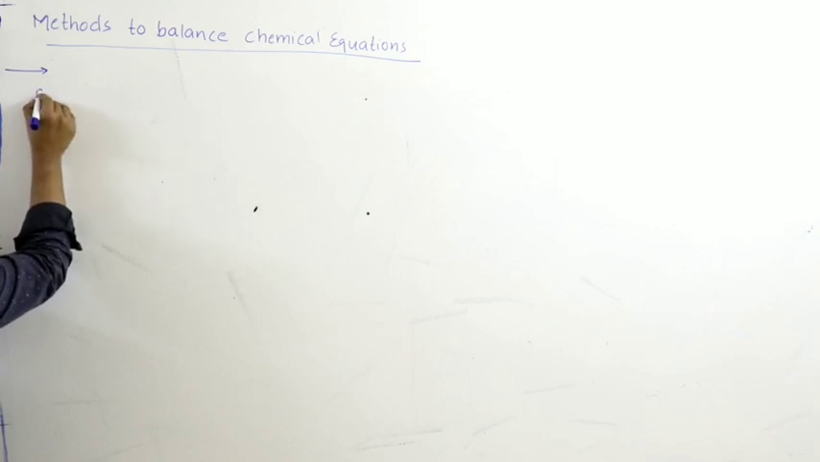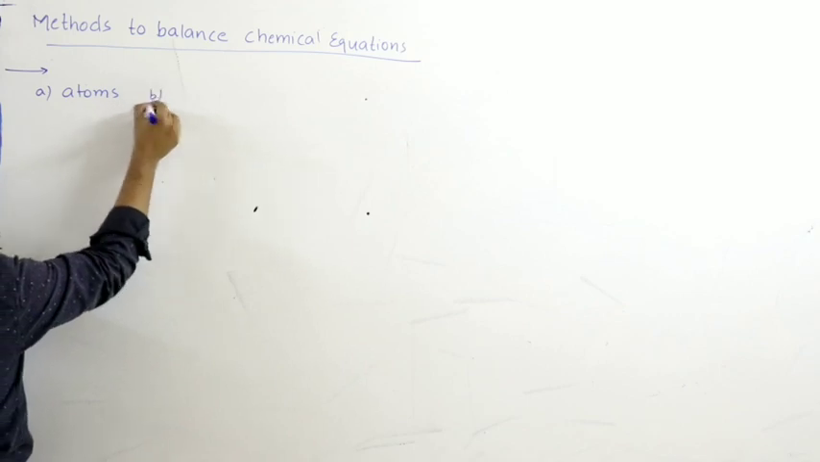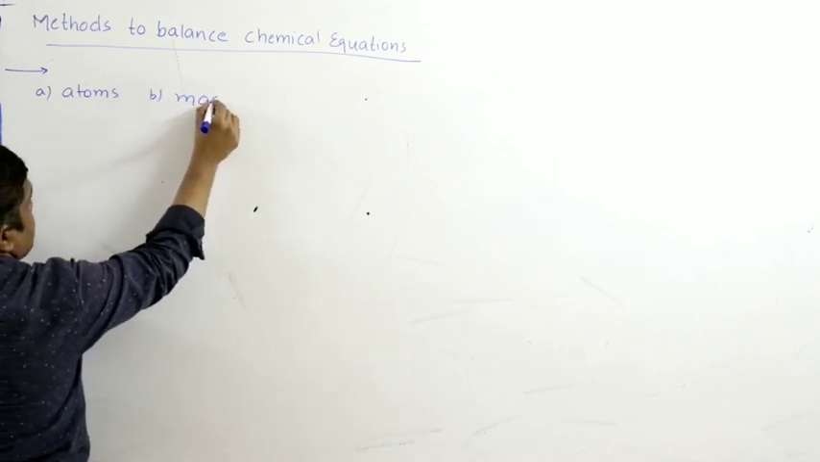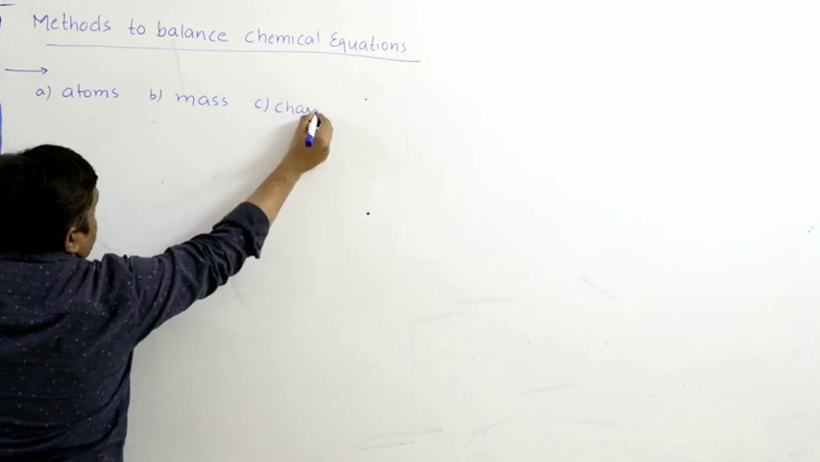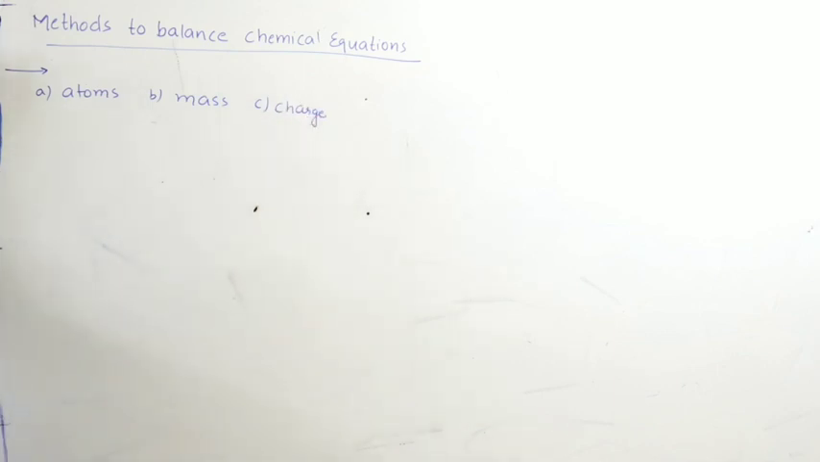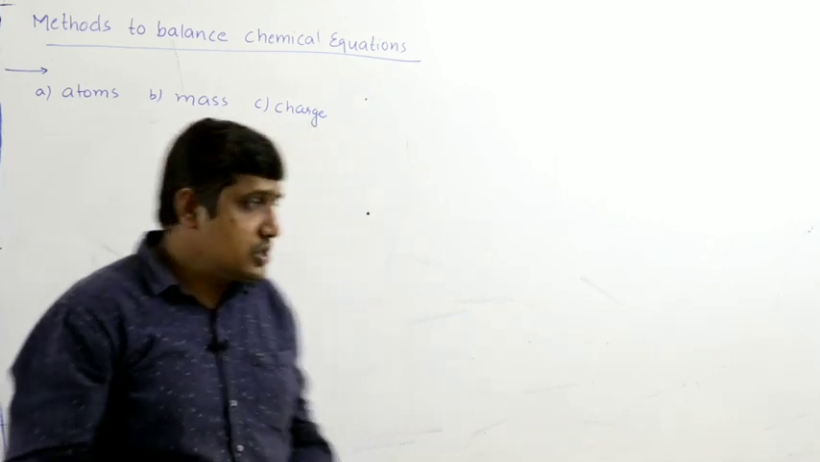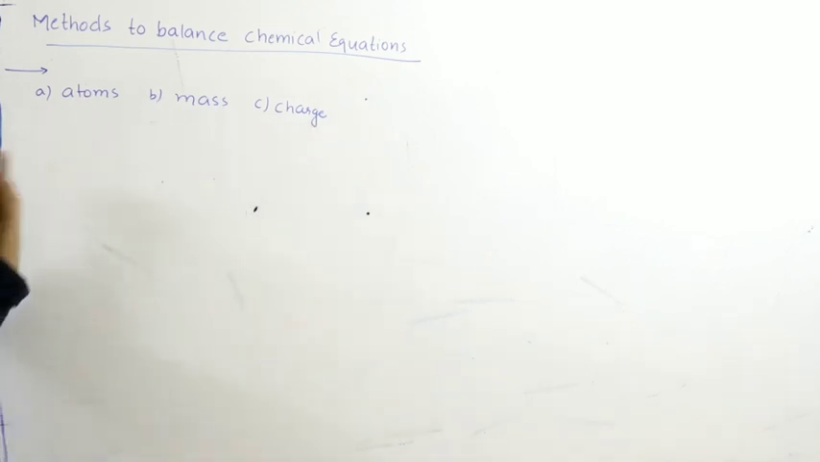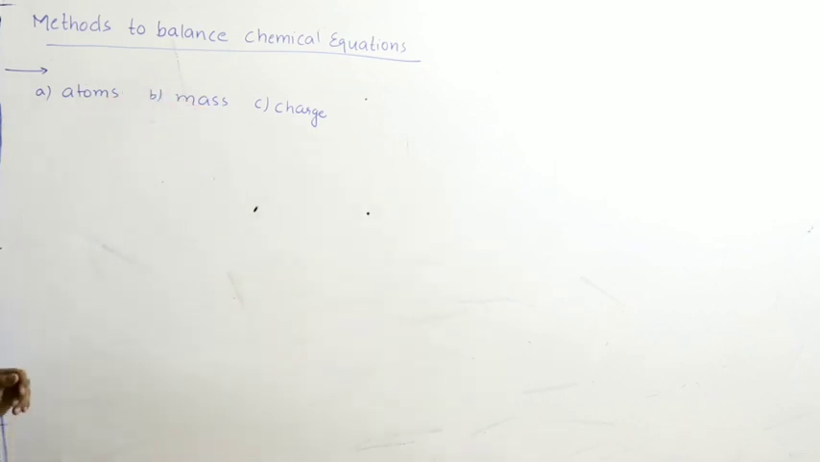provides conservation of atoms, conservation of mass and conservation of charge. A balanced chemical equation conserves atoms, mass and charge. These three you have to take care of. Alright. So it is based upon this conservation of atoms, conservation of mass, conservation of charge.